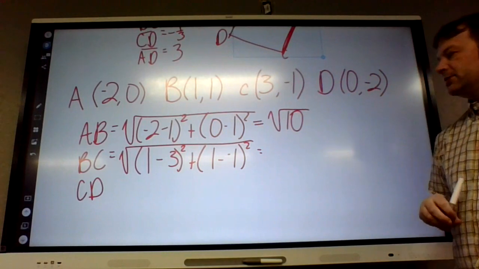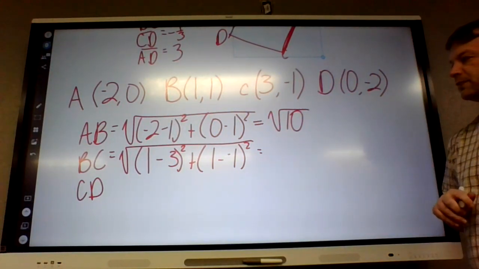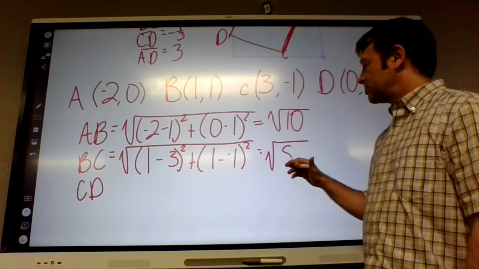X minus x, y minus y. This one is 4 plus 4. So it's the square root of 8.